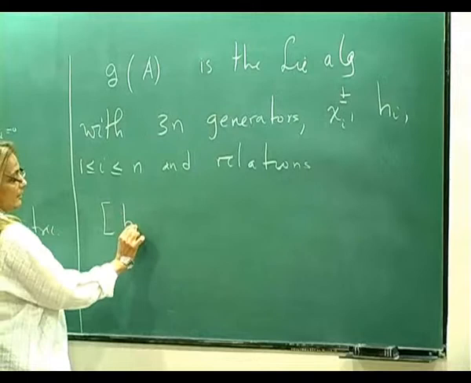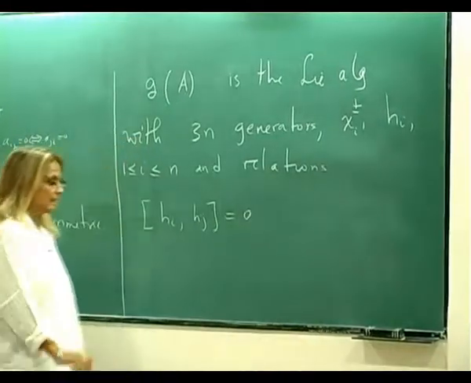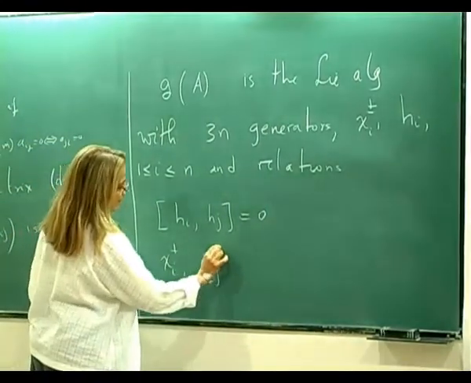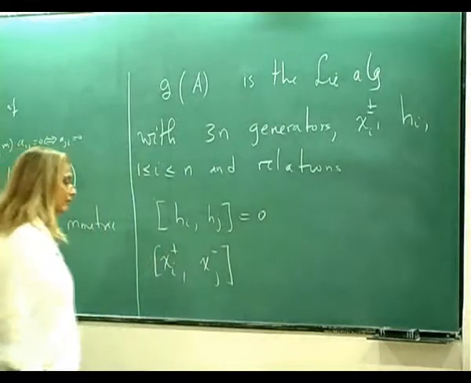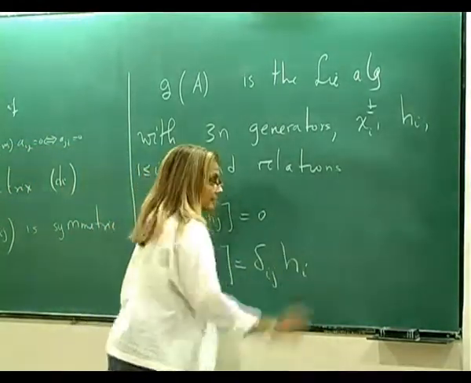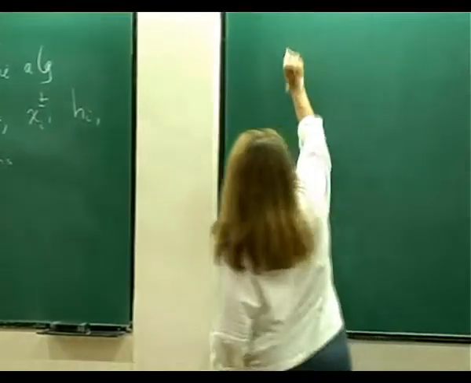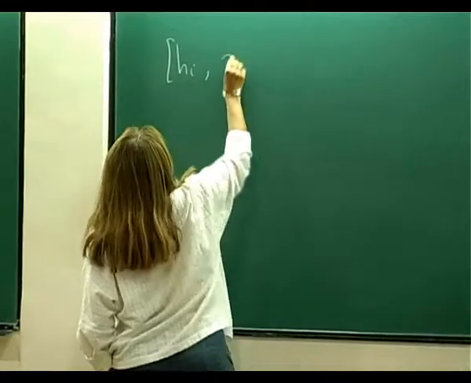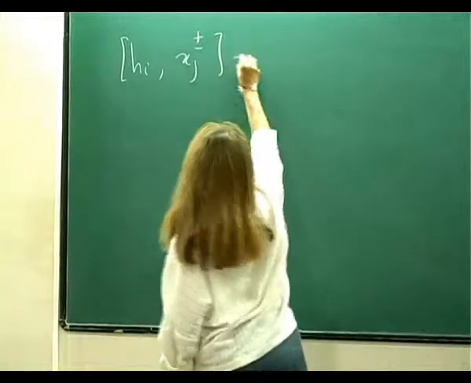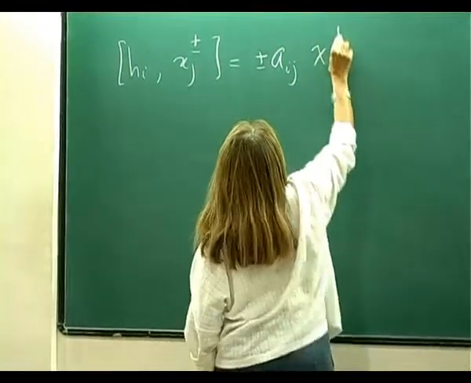So the hi's must commute. The xi plus and the xj minus commutator is 0 if i is not equal to j, and otherwise it's hi. You need a relation which says that the xj plus or minus are eigenvectors for the hi, so that's plus or minus aij xi plus or minus.